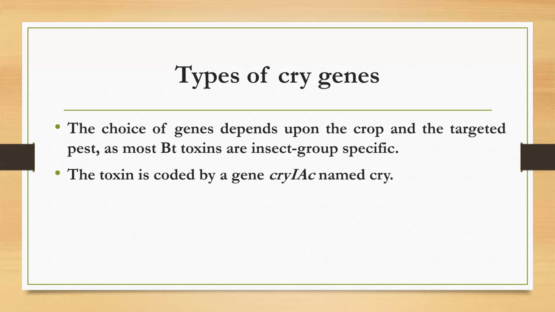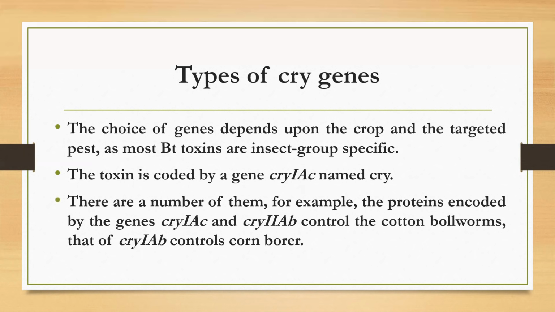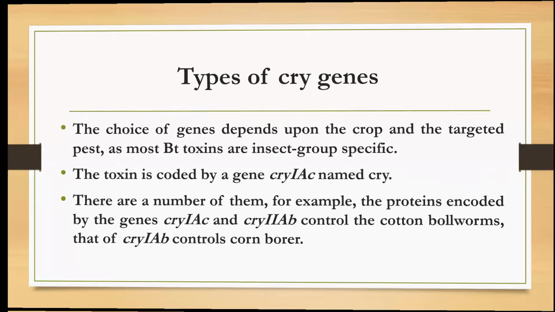The toxin is coded by a gene called Cry1AC. That is the name of the gene. There are a number of them. For example, proteins encoded by genes Cry1AC and Cry2AB control the cotton bollworms. That of Cry1AB controls corn borer. So cotton bollworms are controlled by Cry1AC and Cry2AB genes because the proteins encoded by them are harmful to bollworms. And the protein produced by Cry1AB is harmful to corn borer. So this is about the types of Cry genes.